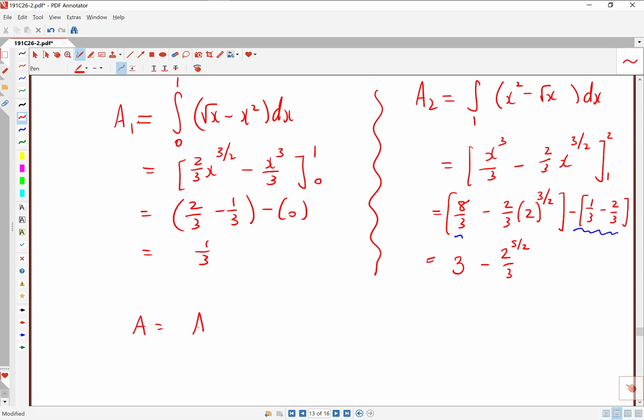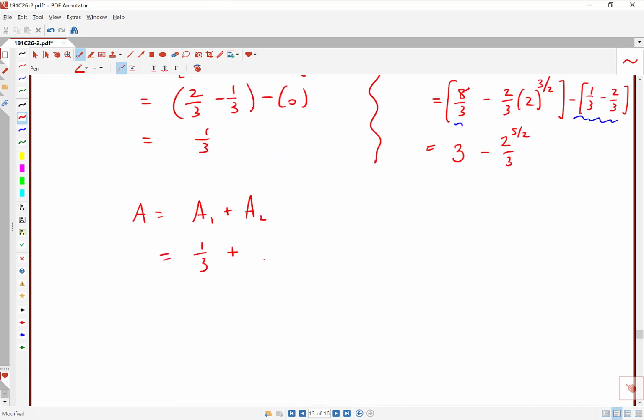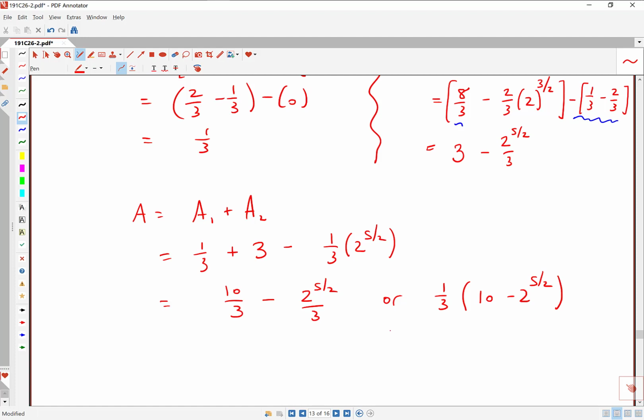Our total area is going to be area 1 plus area 2. So area 1 was 1/3, area 2, 3 minus 1/3 times 2 to the 5 halves, if you want to write it like that. And then you can just clean up the first two terms and say that's going to be 10/3. So it's like 10/3 minus 2 to the 5 halves over 3. Or what some people might do is just factor out that 1/3 and say 1/3 times 10 minus 2 to the 5 halves or something like that. It doesn't really matter how you give your final answer. The point is just to get the correct value for your final answer.